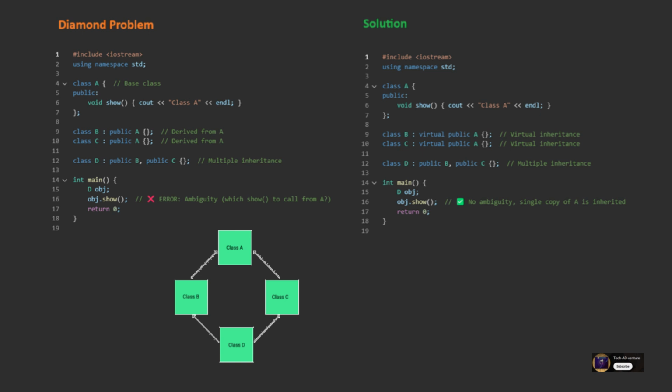derived classes. Here's how you can modify the previous example to use virtual inheritance. In this modified example, B and C inherit from A virtually, ensuring that D only has one instance of A. This resolves the ambiguity and redundancy issues associated with the diamond problem.